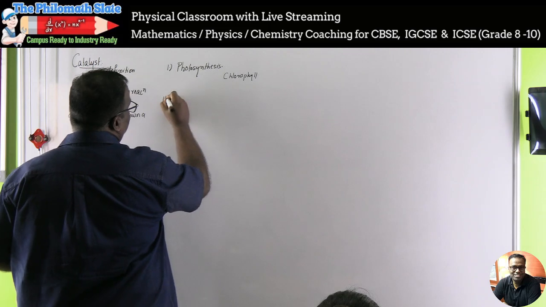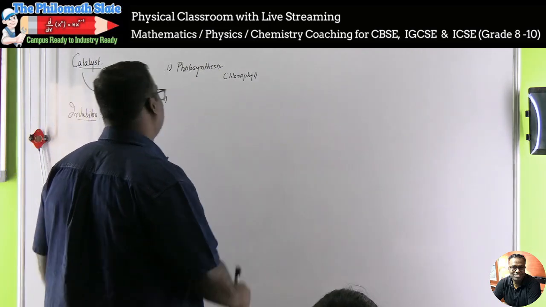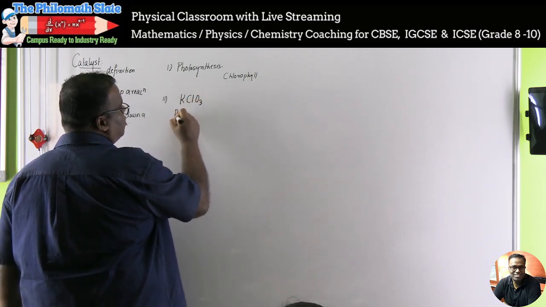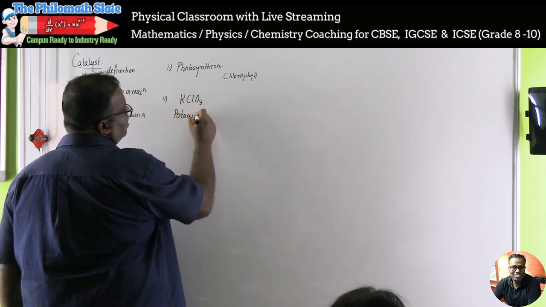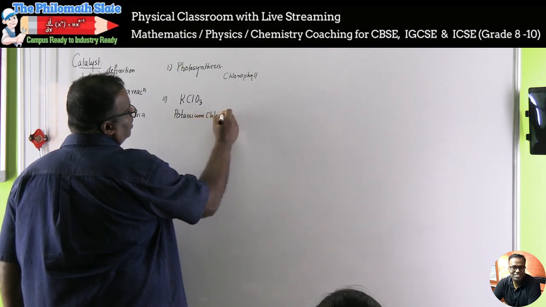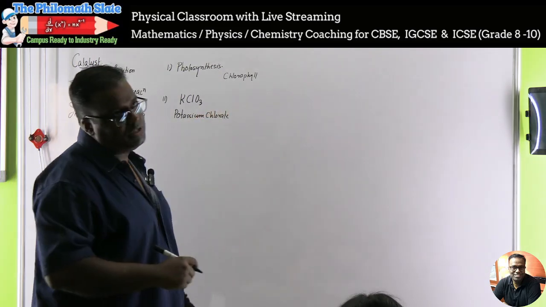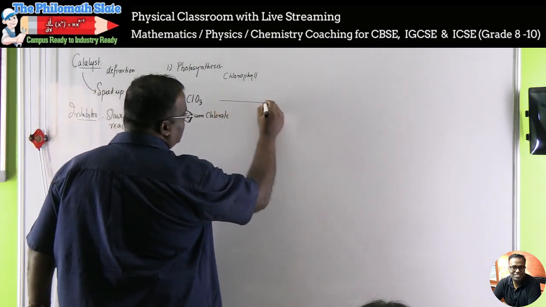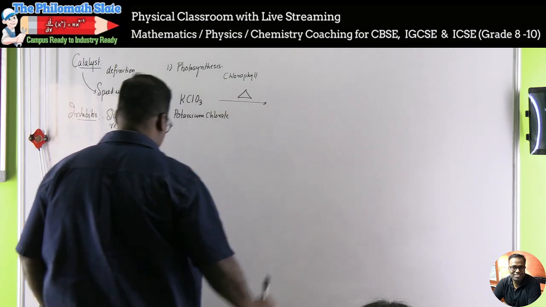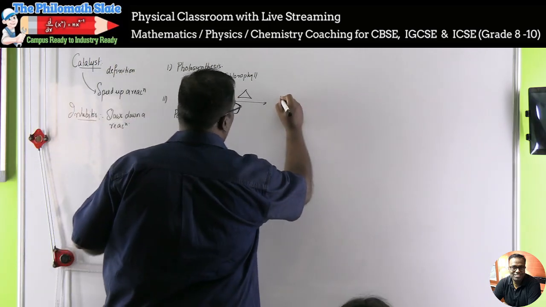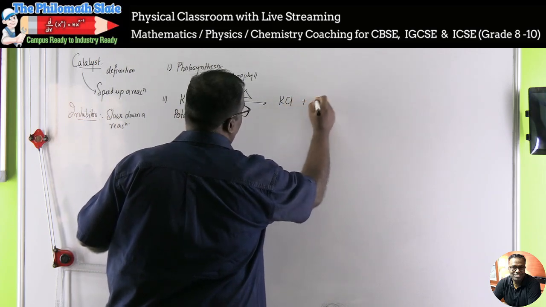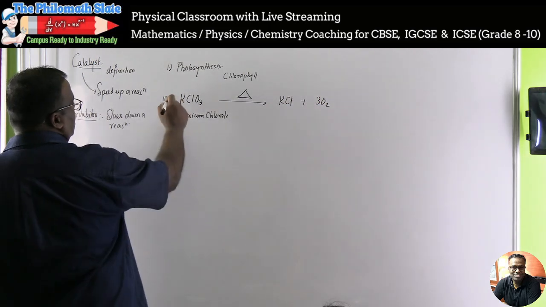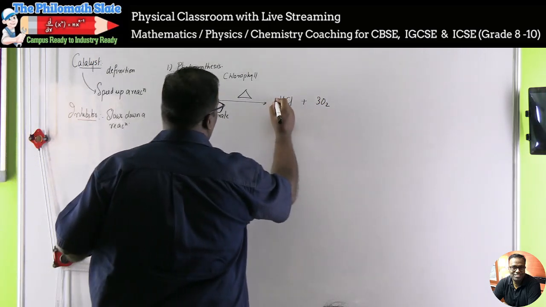Then comes thermal decomposition of potassium chlorate, KClO3. Thermal decomposition means this reaction is an endothermic reaction; it will break down into simpler substances. So you have to provide heat and it breaks down to potassium chloride, KCl, and gives you 3O2. So you have to have 2 KClO3, 2 KCl, 3O2.